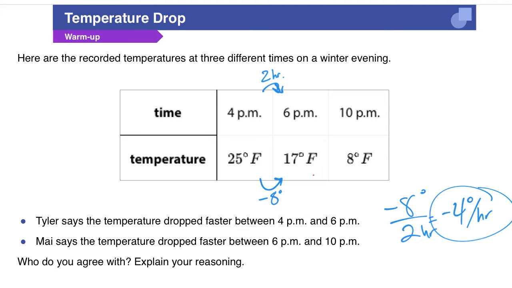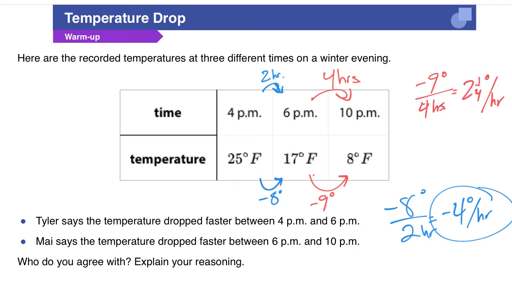And May is looking at the difference from 6 to 10 p.m., which is 4 hours. And during that time, it dropped 9 degrees. And so if it dropped 9 degrees in 4 hours, it dropped 2.25 degrees per hour. So it was dropping faster when Tyler had said between 4 and 6 p.m.